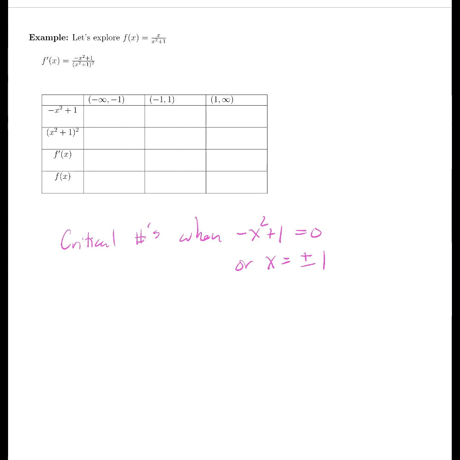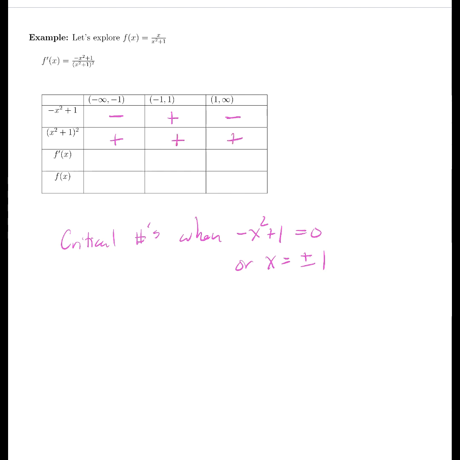So I take something smaller than negative 1, say negative 2, square it, I get 4. Negative is negative 4, plus 1 is still negative. Take 0 out of this interval, you get something positive. Take 2 out of this interval, you get negative 4 plus 1, something negative. As for x squared plus 1, well, x squared plus 1 is always positive. Square that, you still definitely get something positive. So this term is positive everywhere.